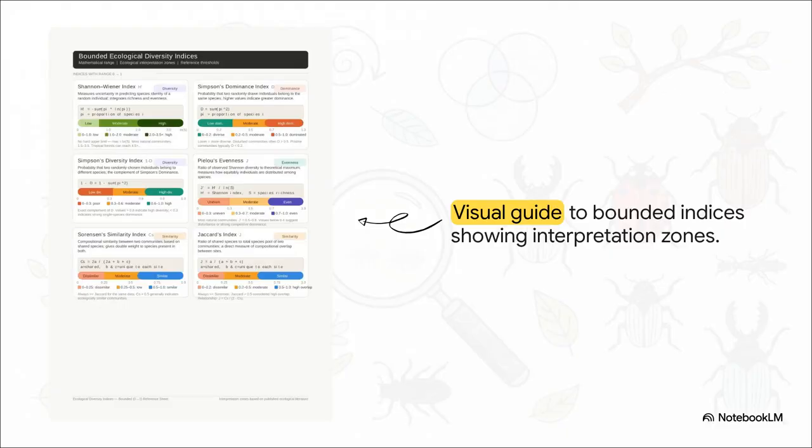Okay, so what do bounded indices actually tell us about health? Well, the Shannon-Wiener index measures the uncertainty of predicting a random bug's identity, usually sitting between 1.5 and 3.5 in natural communities. Then there's Simpson's dominance index. It scales from 0 to 1, and a higher number means a single species is completely taking over, which is a massive red flag. Its direct opposite is Simpson's diversity index, where a number closer to 1 means you have great diversity.